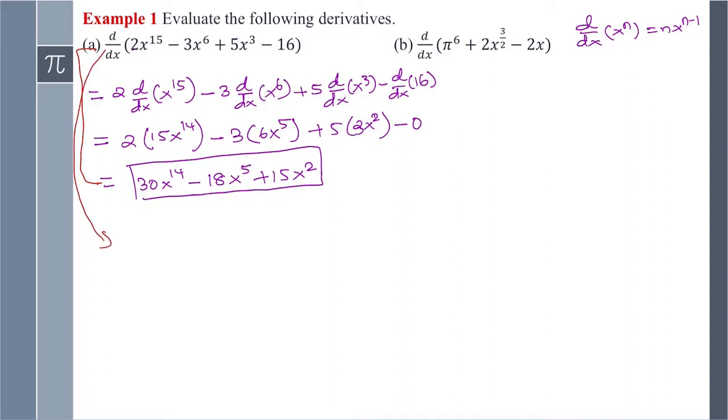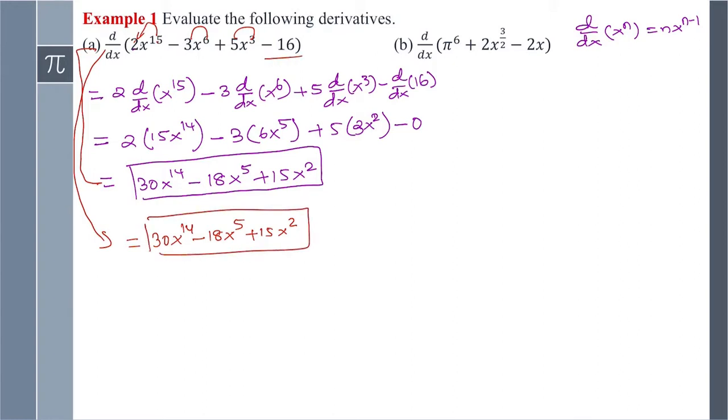So here, the derivative equals, we bring that exponent down. 2 times 15 is 30 x to the 14th. Now 6 times 3, 18 x to the 5th. Now 3 times 5, 15 x squared. And the derivative of 16 is 0. So we can basically go from here to here in one step. But that is how we get this. Okay, so if you have to write all these steps, that's what it is.